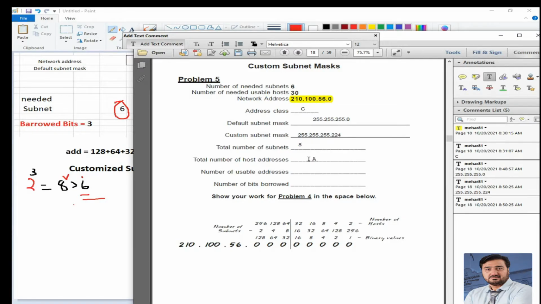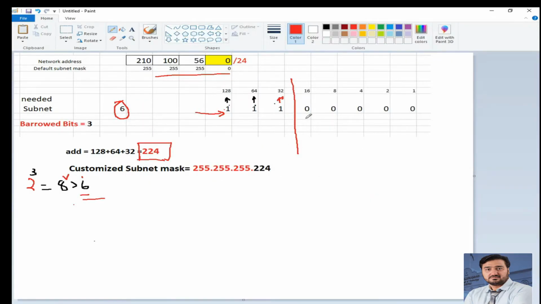So now the total number of host addresses. See how you can find the host addresses. Now I'm going to tell you how you can find the host addresses. So these are your host addresses, and this is a network now. See here, this is your network.